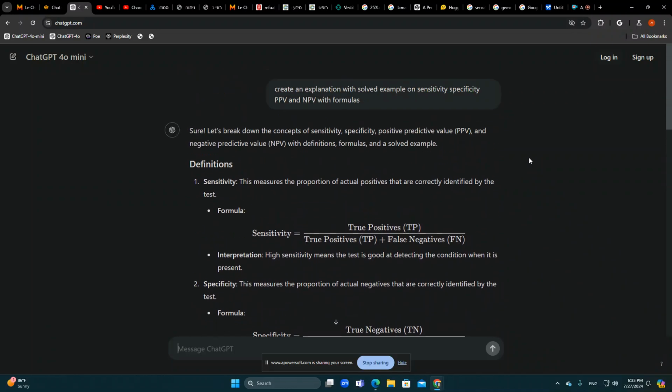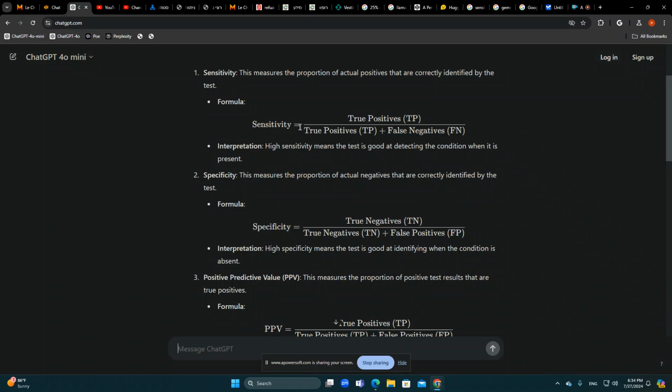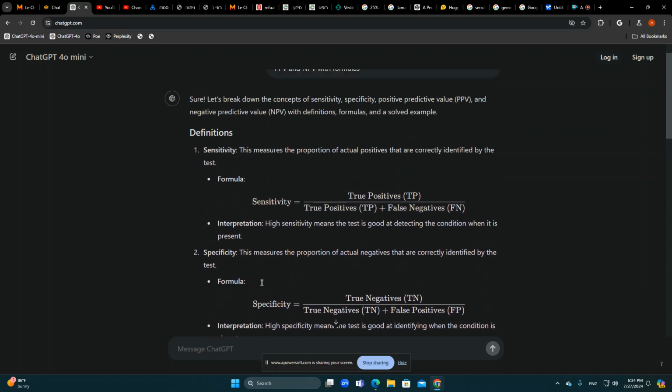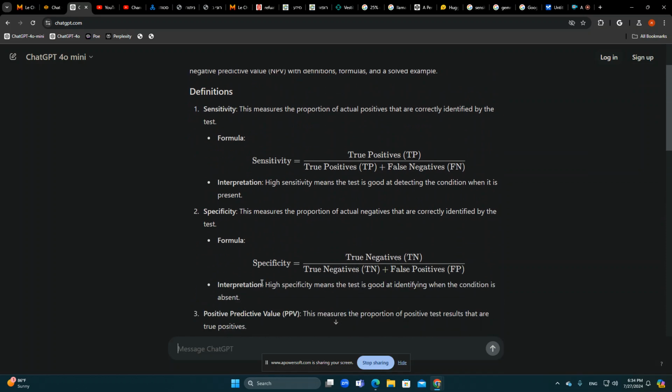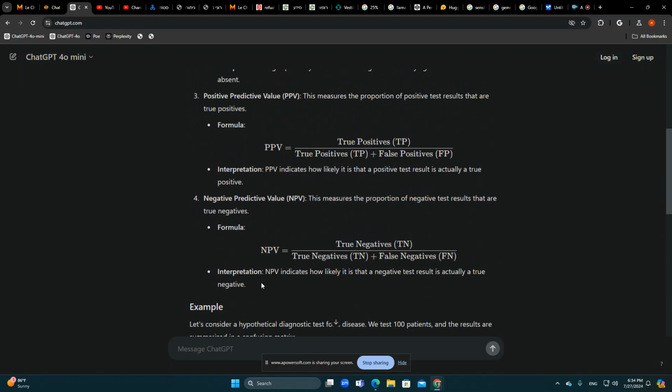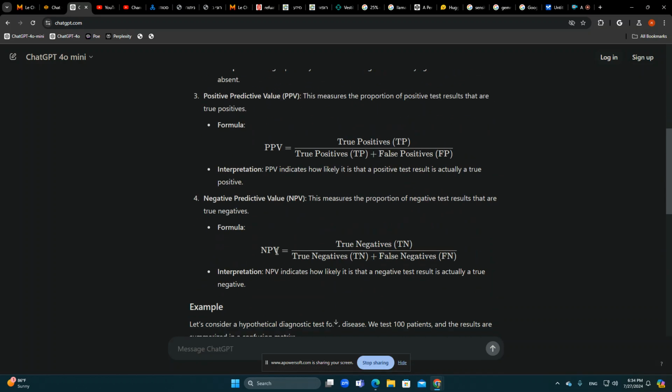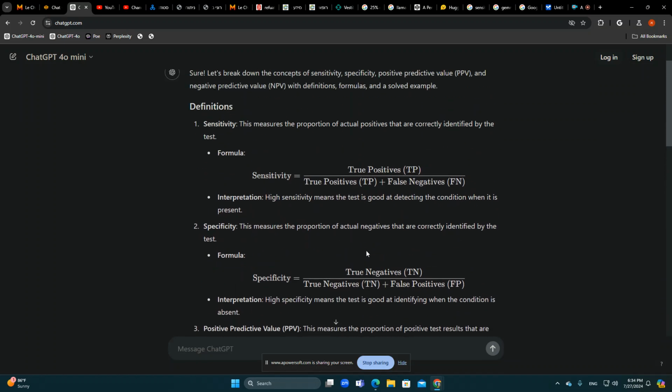Let's talk about four important definitions in statistics: sensitivity, specificity, positive predictive value, and negative predictive value. Many statistical clinical trials and studies use these definitions, and let's go through the four of them and try to understand what each one means, what negative predictive value means, what positive predictive value means, and how they are calculated, as you can see here.